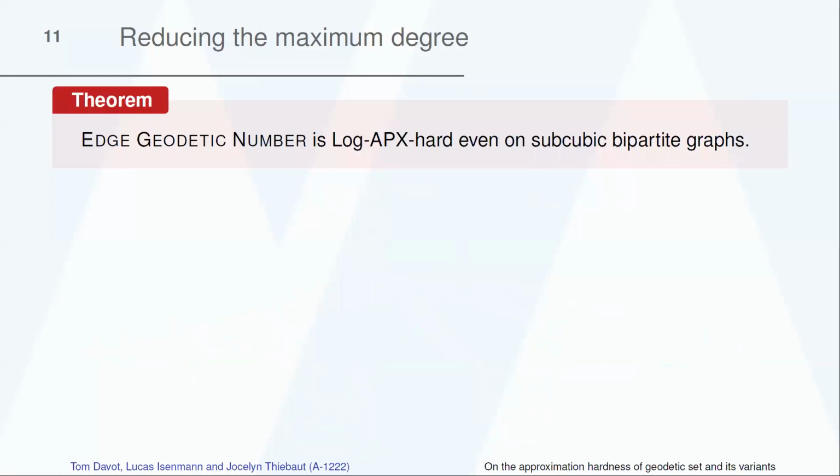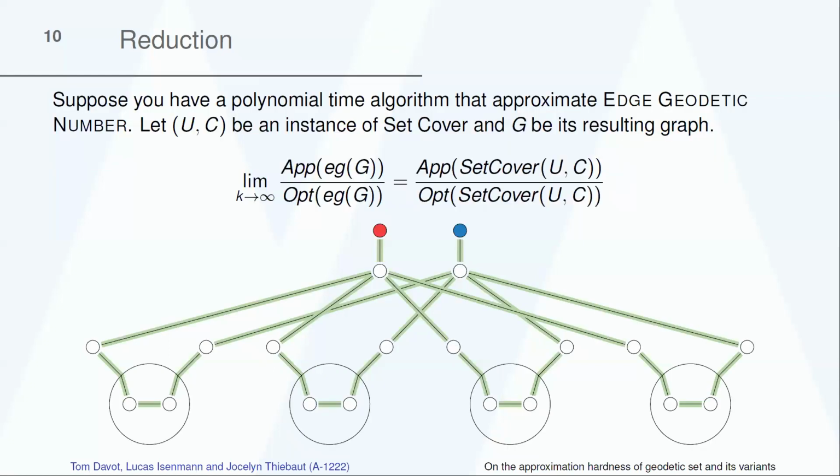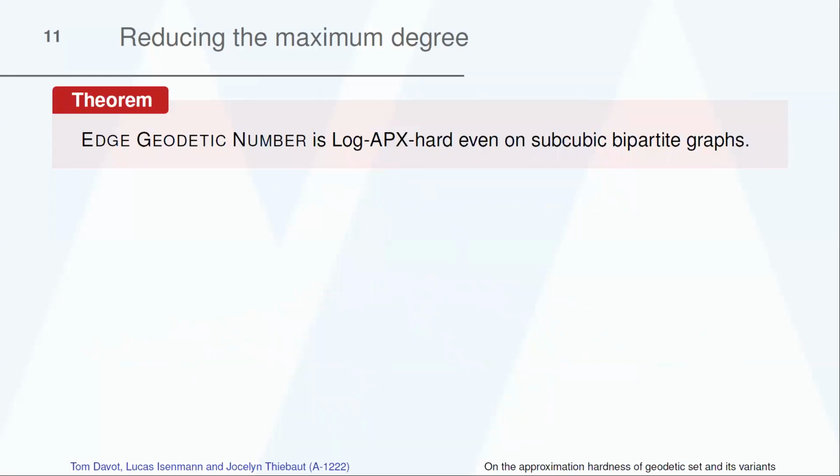But there's a but. I've told you that it's LOG-APX-hard on subcubic bipartite graphs, and this is everything but a subcubic bipartite graph. So we need to fix a few things. The bipartite part is not super hard because all you have to do is take every edge and subdivide it. So it will make your graph bipartite for sure. But the subcubic part is a little bit more tricky. I will give you some hints of how to do it.